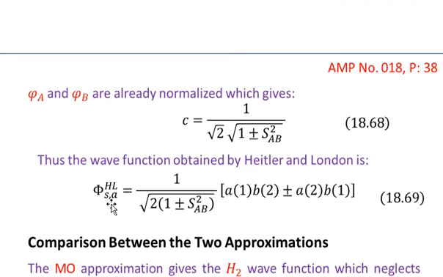phi subscript S and A. S stands for symmetric, A stands for antisymmetric, and HL as a superscript stands for Heitler and London, and phi is the wave function. So the wave function phi under the Heitler-London method is equal to 1 over the square root of 2 times (1 plus minus S_AB squared), and then we have a square bracket containing A of 1 times B of 2 plus minus A of 2 and B of 1. So you see that this is the comprehensive wave function that we have written under the Heitler-London method.